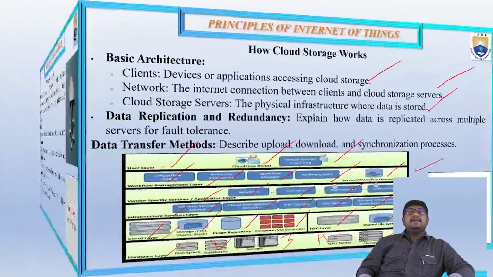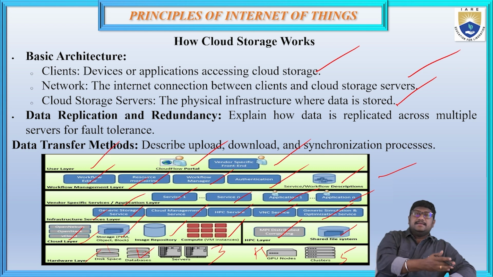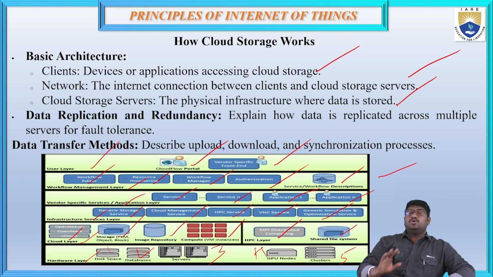And how cloud storage works, how the basic structure is going to be: clients will be there, network will be there, cloud storage will be there. Clients are nothing but the devices or applications accessing cloud storage. Network, the internet connection which lies between the client and server, is called network connectivity. Coming to cloud storage servers, the physical infrastructure where data is going to be stored, data replication and redundancy. We need to explain how data is going to be replicated across multiple servers for fault tolerance.